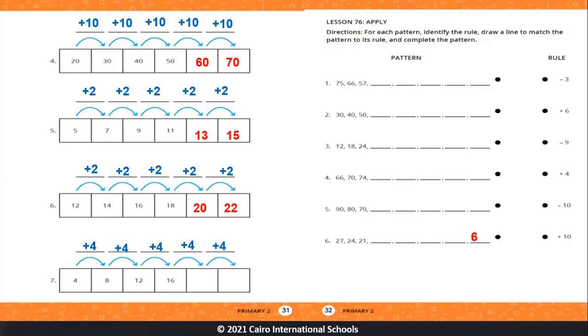16 plus 4, 16 in your mind and 4 on your fingers. After 16, 17, 18, 19, 20. 20 plus 4, 20 in your mind and 4 in your fingers. After 20, 21, 22, 23, 24. Great.